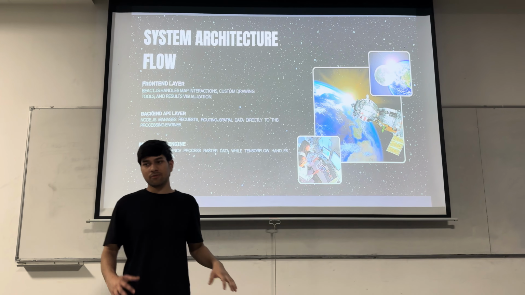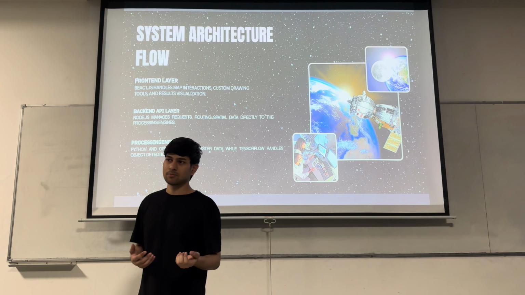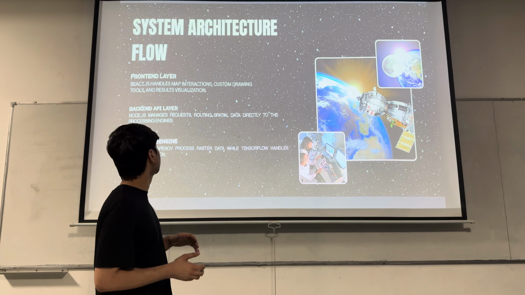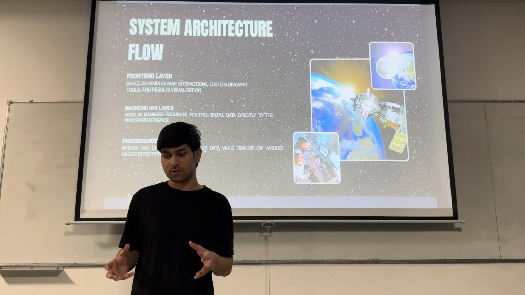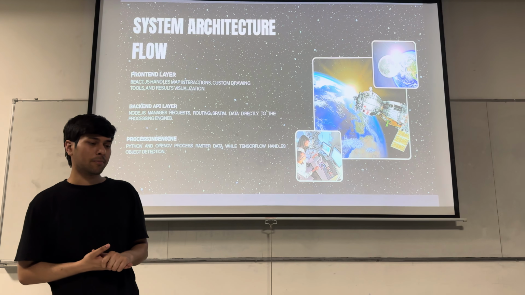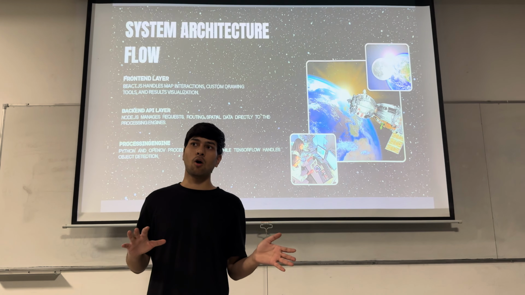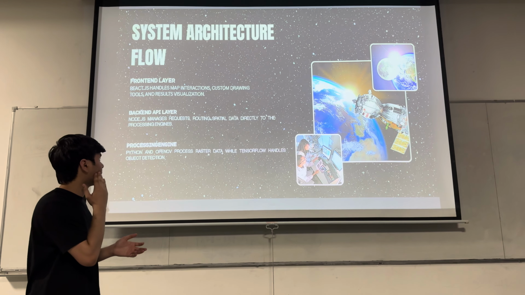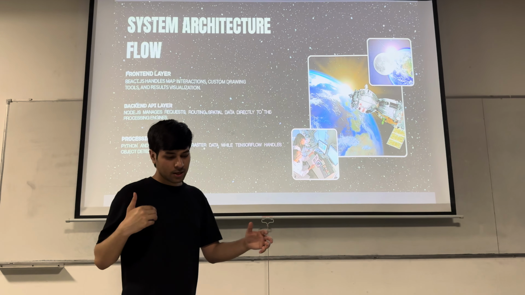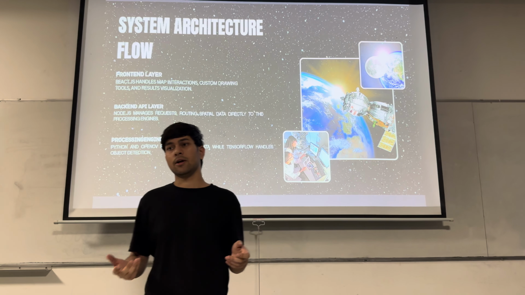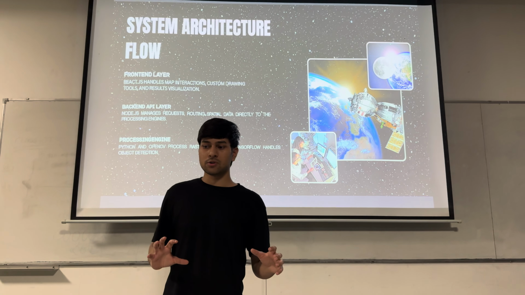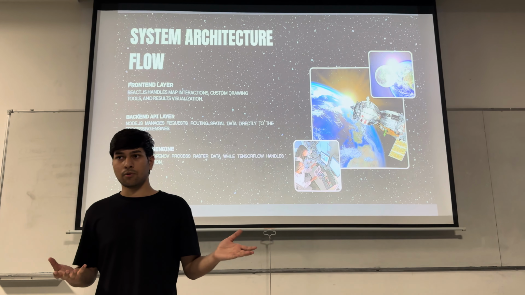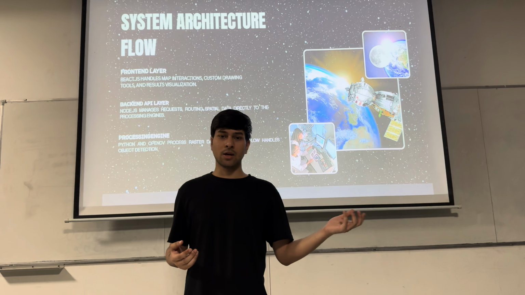There are briefly three layers in our project. First is the front-end layer, which works on React.js and handles all the map interactions. Then we have the backend API layer, which manages all the requests. The third is the processing engine, the main backend part of our project, which uses Python and OpenCV to process the raster images and the data we get from input and the API.